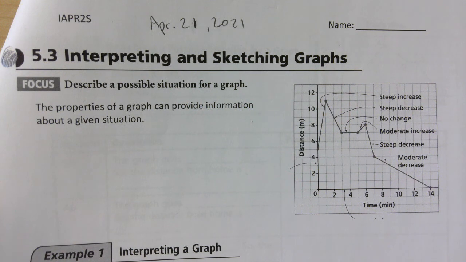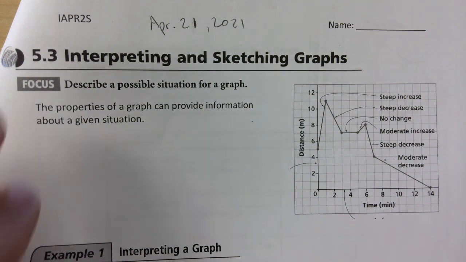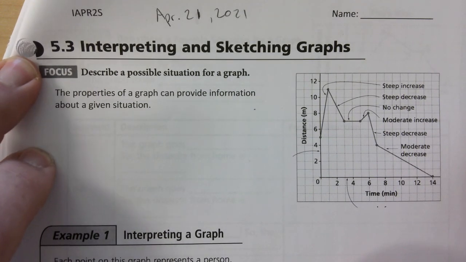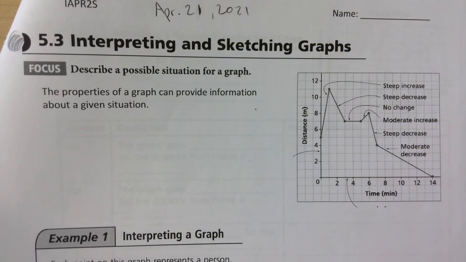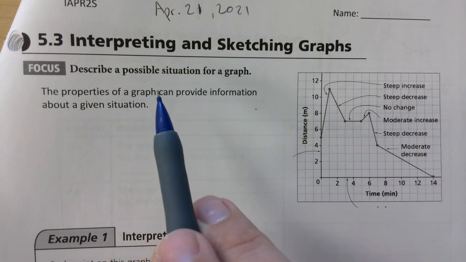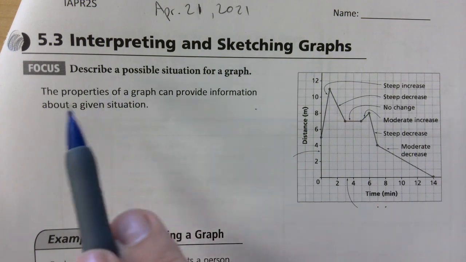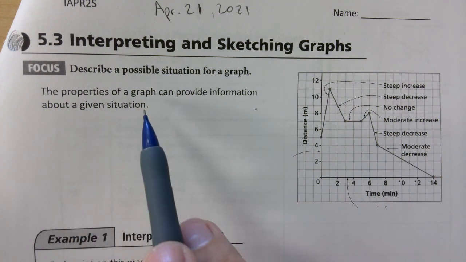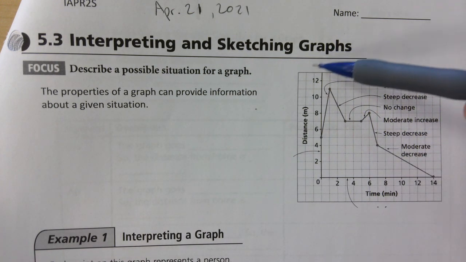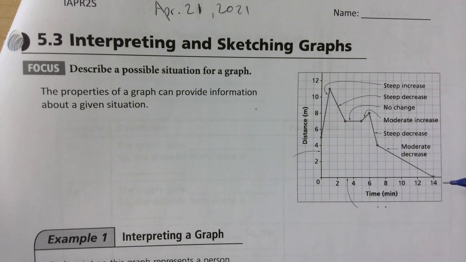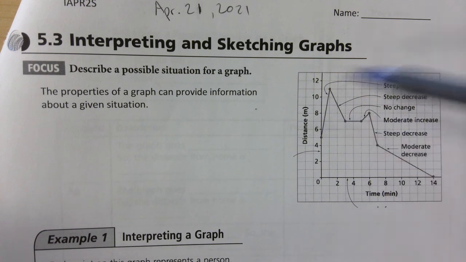So we're gonna learn how to read graphs. Some of you are already pretty good at it, but we're also gonna introduce some terminology here. Okay. Interpreting and sketching graphs. Describe a possible situation for the graph. The properties of a graph can provide information about a given situation. So the important thing here is to always look at a graph and see what's happening, not just getting numbers, okay? What is happening here?